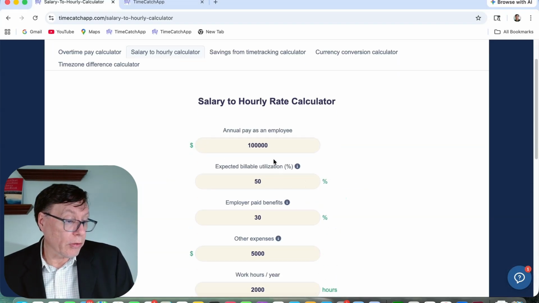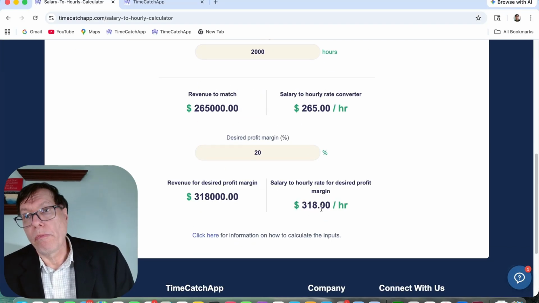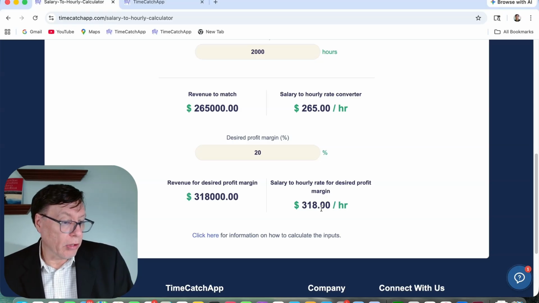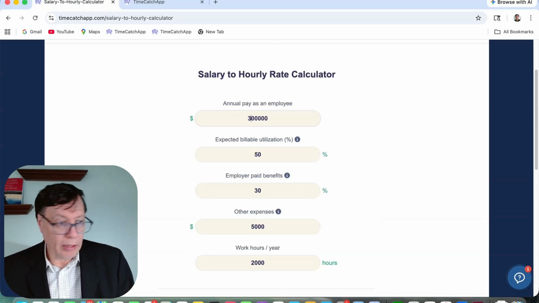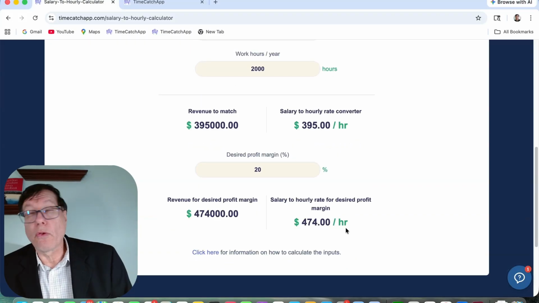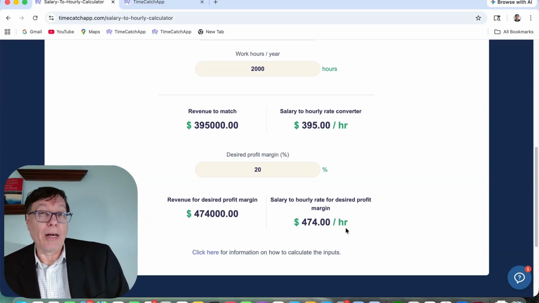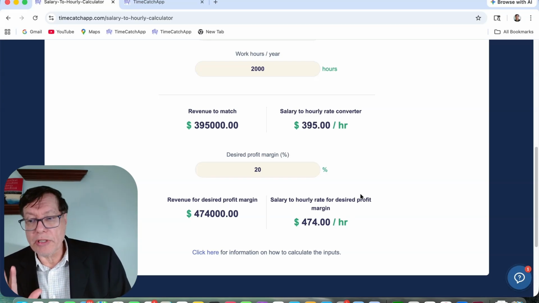Now, if you're in a technical field, you could easily be making $200,000. Okay? You are now charging $318 an hour. If you're a top executive, high up in your organization, maybe you're making $300,000, you could be charging $474 an hour to break even. So this just gives you some idea of how you set your rates.